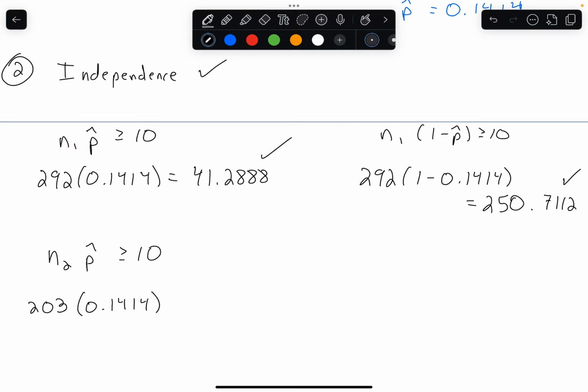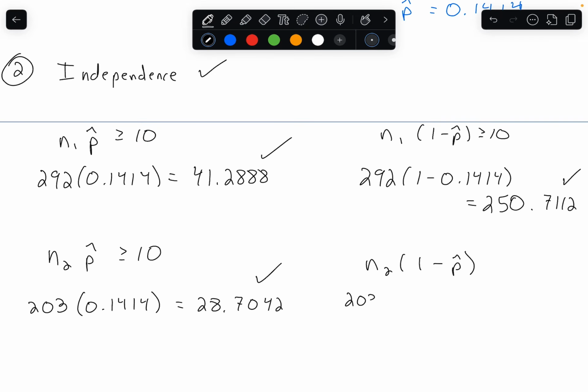So grabbing my calculator real quick, 203 times 0.1414, I have 28.7042. That is certainly greater than or equal to 10. And then, of course, I want n2 times 1 minus p hat. Is that greater than or equal to 10?